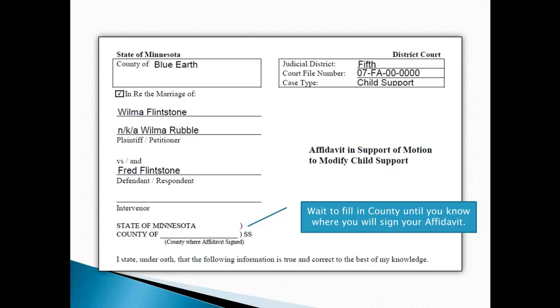Wait to fill in the name of the county where you plan to sign the affidavit. If you know you will sign it in a particular county, you can go ahead and fill it in now. This does not have to be the same county where you file the case. If you will not be signing this form in Minnesota, then you must also white out or neatly cross out Minnesota and write in the state where you plan to sign this affidavit. For this example, Fred will be signing the form in Blue Earth County.